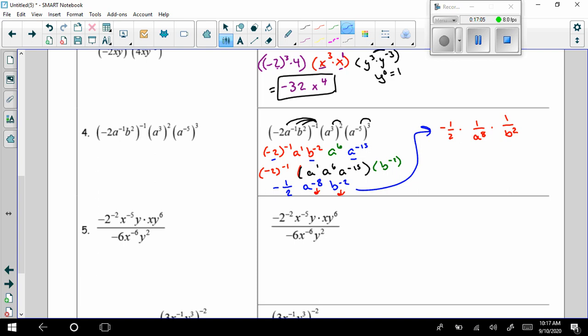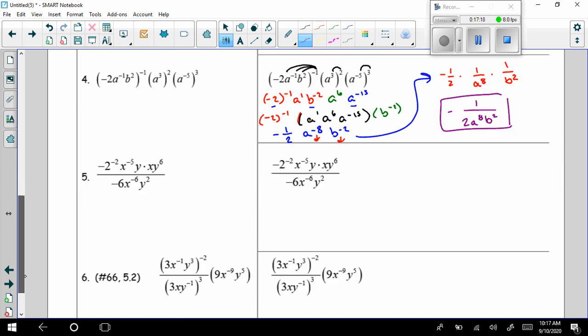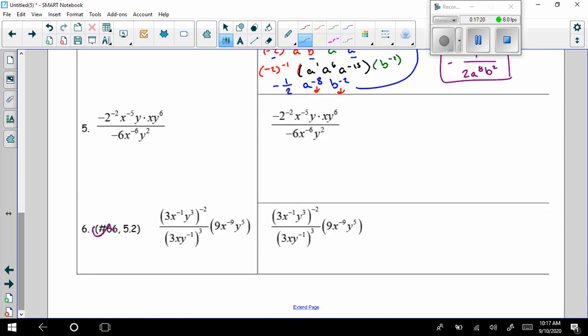And when you multiply fractions, you just go straight across. So I get -1 over 2a to the 8th, b to the 2nd. And that will be my final simplified version of that problem.